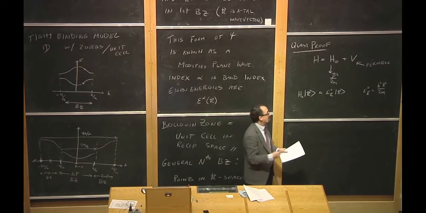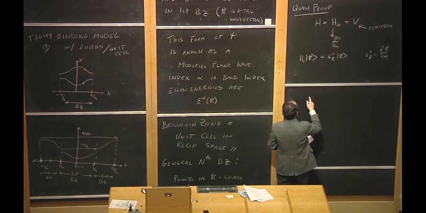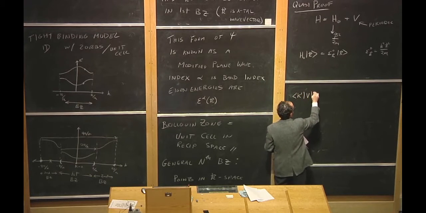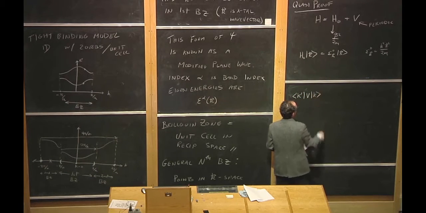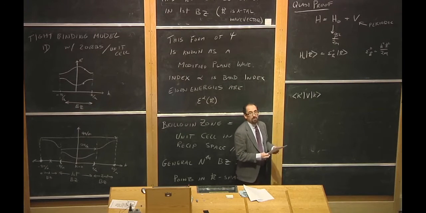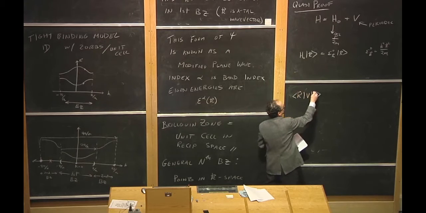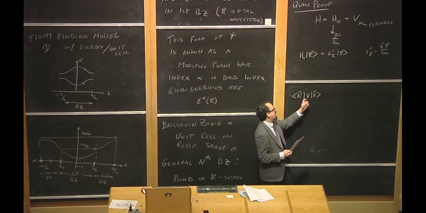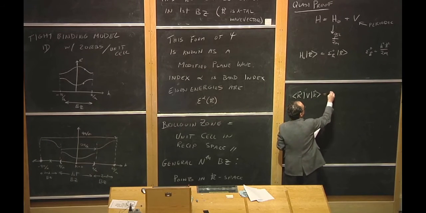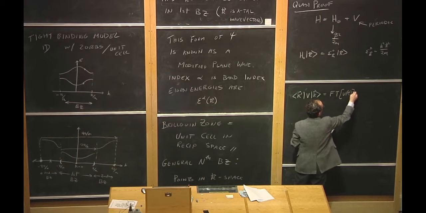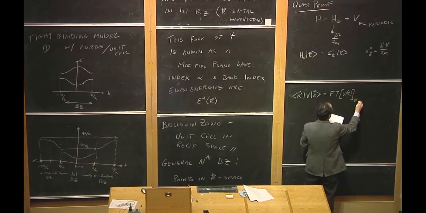Now, what can the periodic potential do? The periodic potential can scatter you from some k to some k prime via a matrix element of this form. We know a lot about matrix elements of this form from what we learned in scattering theory. This matrix element from a plane wave k to a plane wave k prime via a periodic potential V is the Fourier transform of V of r, evaluated at k minus k prime.